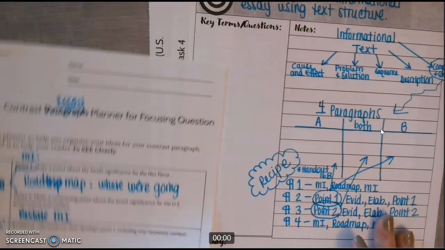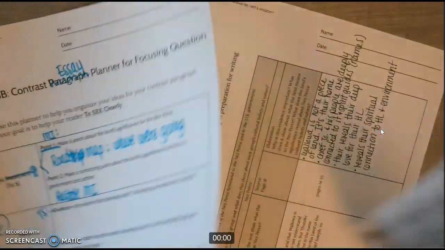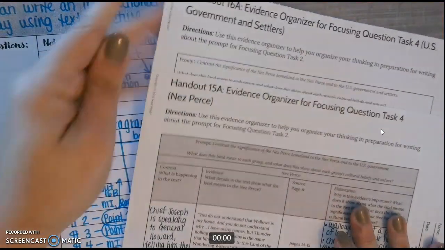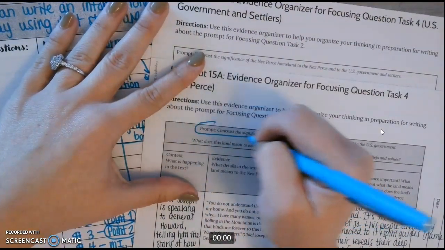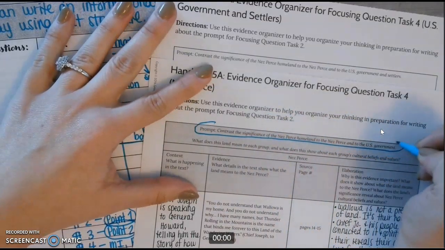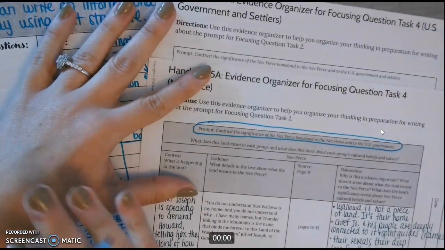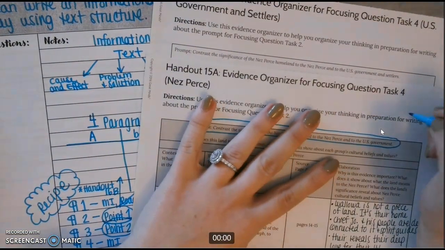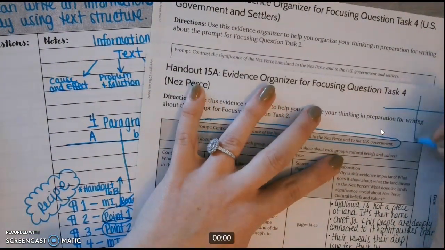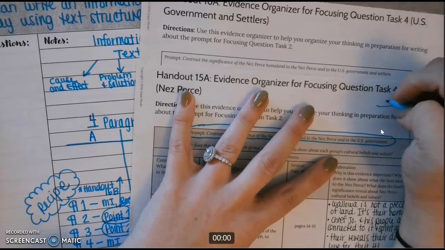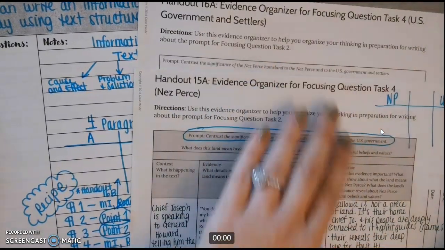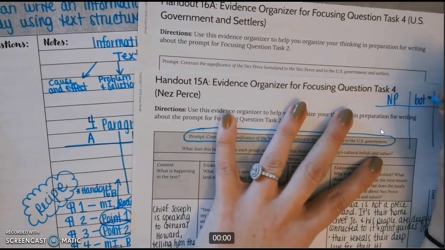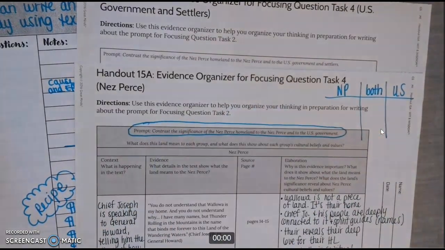So let's think about our essay. Remember, our essay prompt is to compare and contrast the significance of the Nez Perce homeland to the Nez Perce and the U.S. government. So if we were going to plan, we would have the Nez Perce on one side and the U.S. government on the other, and in the middle, we would have both.